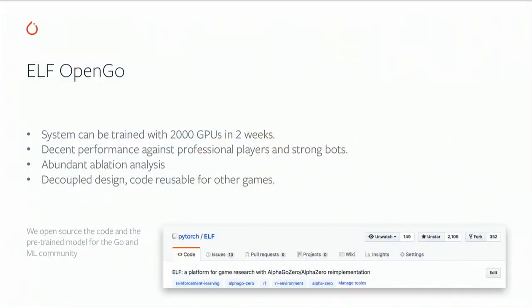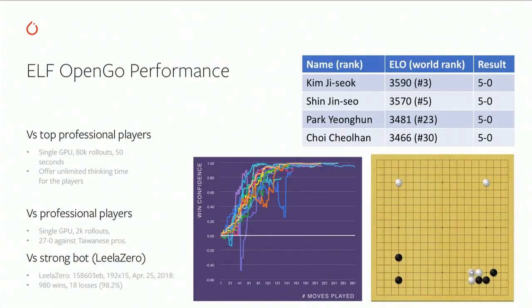OK, so we open source the entire system, and we basically got a lot of attention. We also open source the pre-trained model that is trained with 2,000 GPUs in 2 to 3 weeks, and it achieved decent performance against professional players. So this is basically one slide summarizing our strengths.